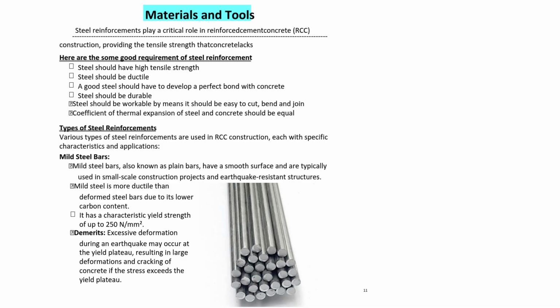Good qualities of steel. Strong in tension. Can bend without breaking, ductile, bonds well with concrete. Long-lasting, durable, easy to cut, bend, and fix. Expands like concrete when heated. Types of steel, mild steel bars, smooth-surfaced plain bars. Used in small projects and earthquake zones. More flexible due to low carbon. Strength. Up to 250 N per square millimeter. Drawback. May bend too much during earthquakes, causing cracks.